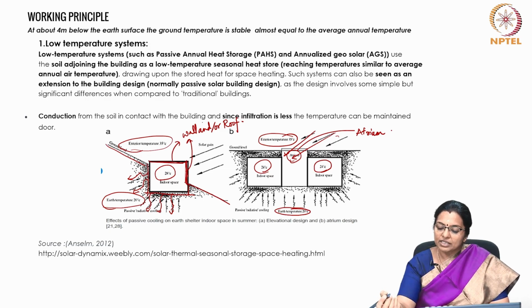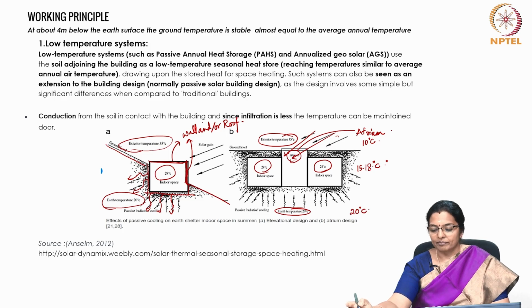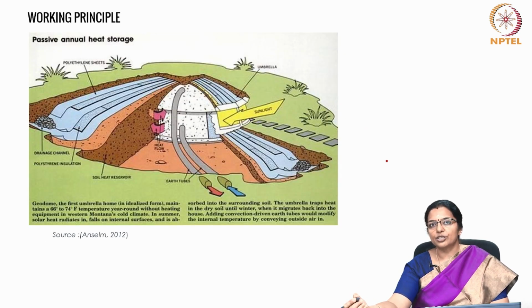Now the vice versa is also true. If the outside temperature is 10 degrees centigrade, and the earth temperature is maintained at 20 degrees centigrade, the internal temperature would be anywhere between 15 to 18 degrees centigrade. Either way, it is a win-win situation.